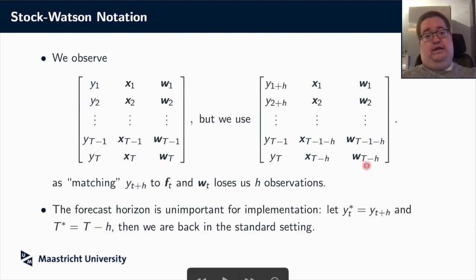This is, again, just a matter of how you want to look at the problem, and it does not really change anything in general. So if you want to go back to our framework, you could define a new y, say yt star, as being yt plus h, and then t star as being t minus h, to bring you back to the setting that we have been looking at.